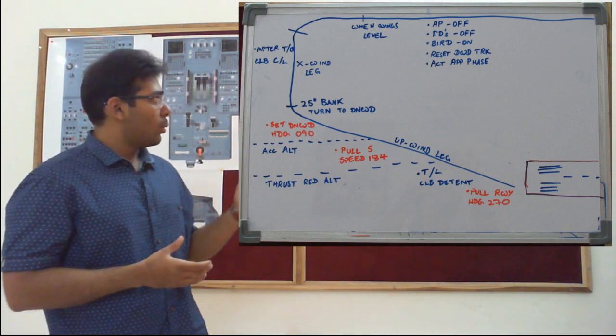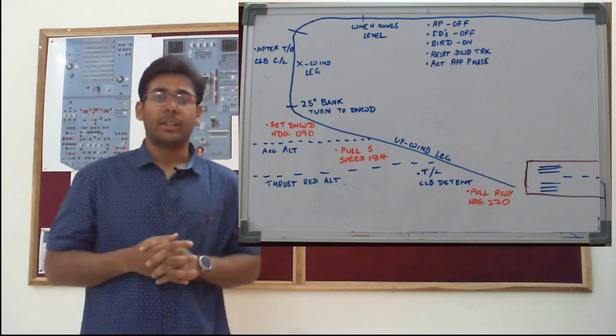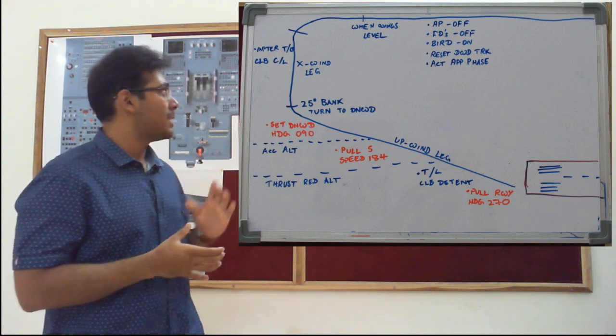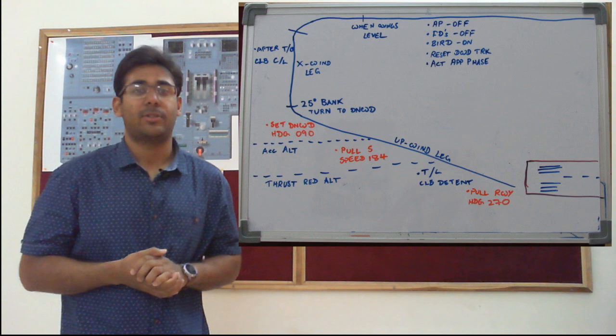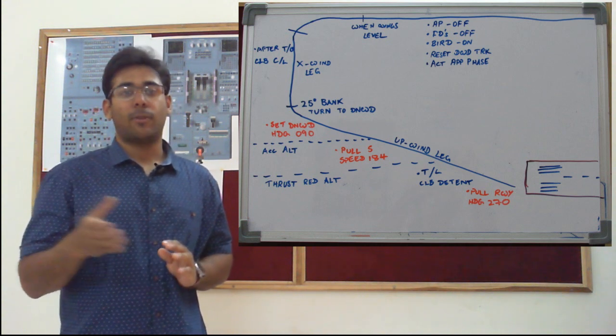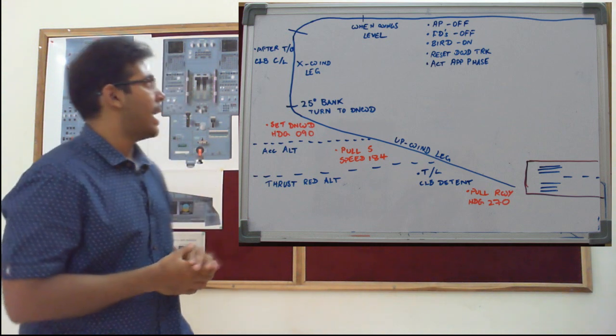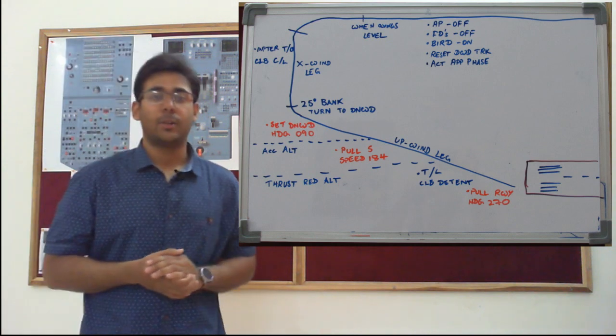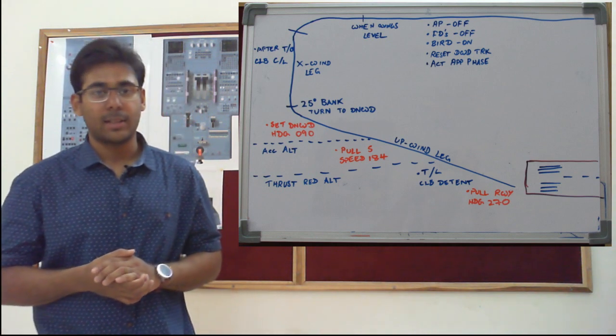Then once you're level, you request the pilot monitoring to set downwind heading 090, and you'll start following the flight directors, and on the crosswind leg you'll perform the after takeoff climb checklist.